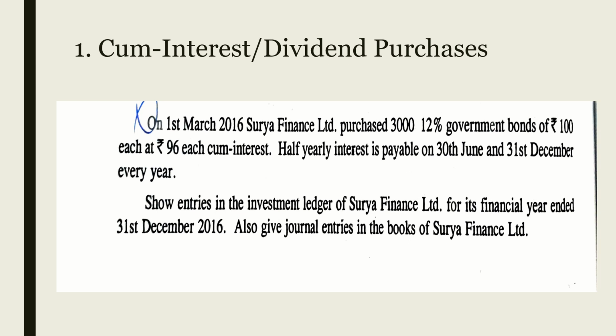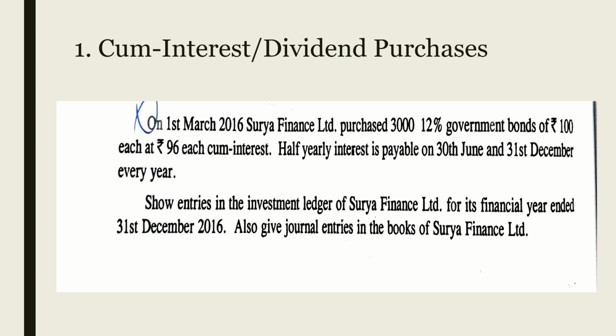On 1st March 2016, Surya Finance Limited purchased 3,000 12% government bonds of 100 rupees each at 96 each, cum interest. The first sentence points out that it is a purchase, and this purchase happened on cum interest basis. Half yearly interest is payable on 30th June and 31st December every year. So check the purchase date. It is on 1st March 2016 and not on 1st January or 1st July. So it is clear that the purchase is done before the date of payment of interest.